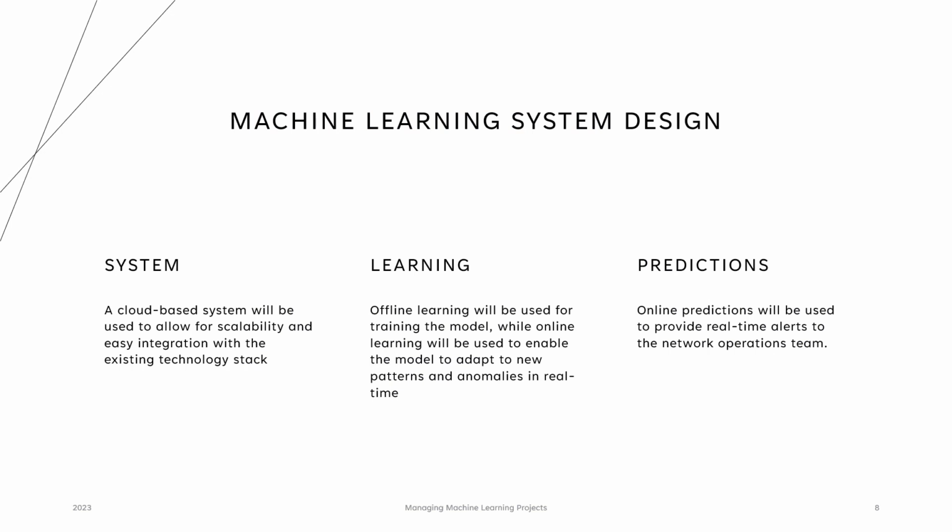All right, so let's talk about the machine learning system design. We are going to be using a cloud-based system that allows for scalability and easy integration with the existing technology stack. For training, we are going to use offline learning, while online learning will enable the model to adapt to new patterns and anomalies in real time. Online predictions will be used to provide real-time alerts to the network operations team.